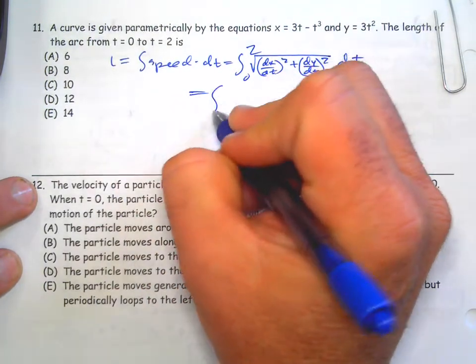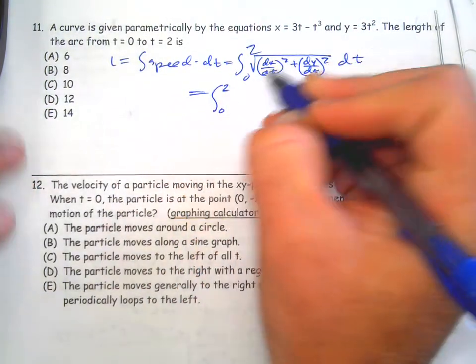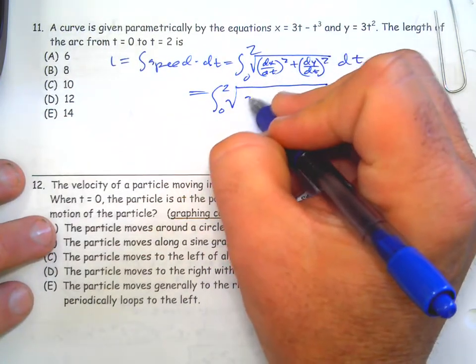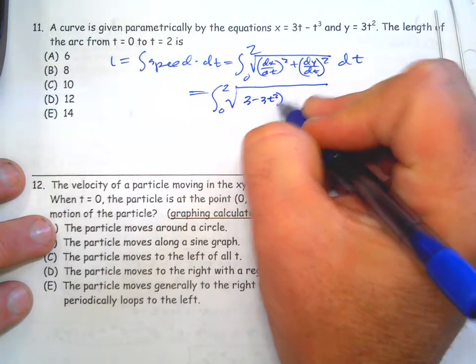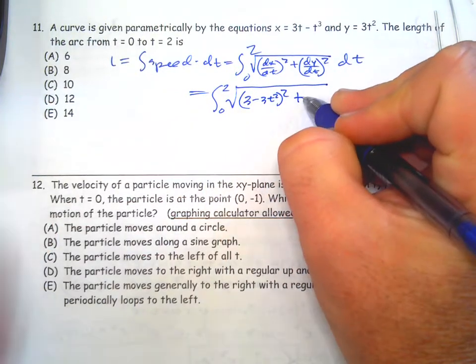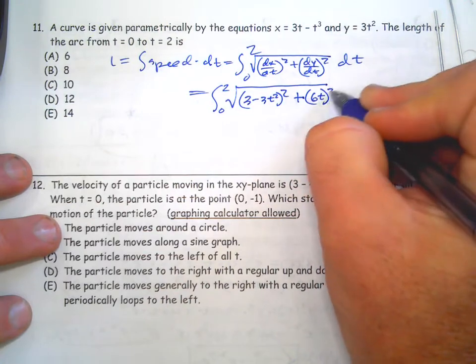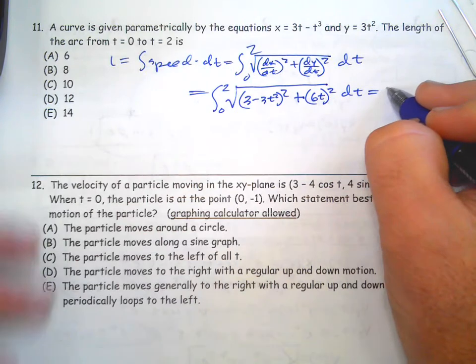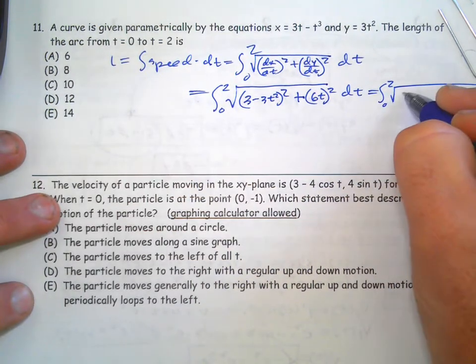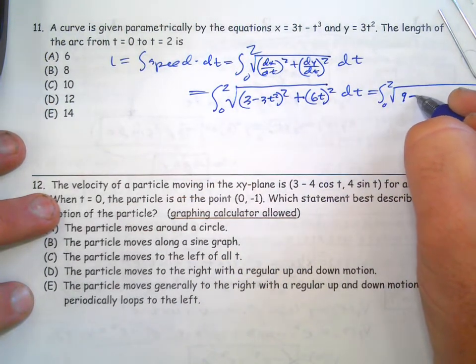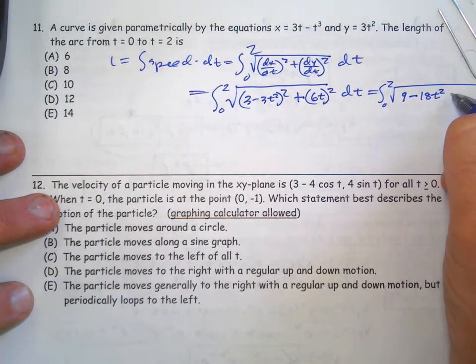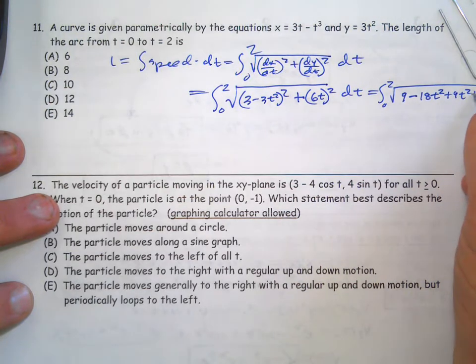So it's going to be, and we don't have a calculator, and these answers all look nice, so I guess we're going to do it by hand. So dx/dt is going to be 3 minus 3t squared. dy/dt is going to be 6t squared. So I guess we're going to try and work this out. Okay, that's going to be 9 minus 18t squared plus 9t to the fourth plus 36t squared.